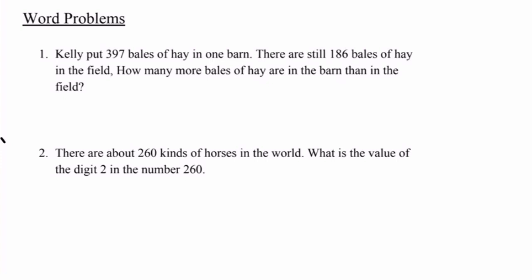Well, Kelly put 397 bales in one barn, and there's 186 bales in the field, and it's asking us how many more bales are there in the barn than in the field. The key words are how many more, and it's asking us to compare and subtract. Therefore, we need to subtract 397 minus 186 to find how many more bales are there in the barn than in the field. Let's subtract.